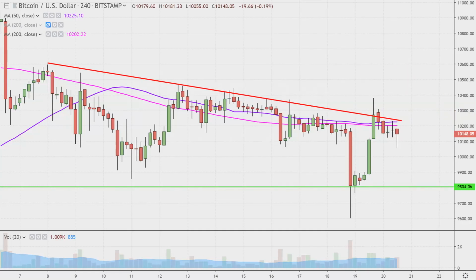Now, if you're answering that the price is still down below 10,300, the next immediate question you would want to ask yourself is, okay, well, where's the price relative to 9,800, which is that green line down there? And that's the level of support that I've talked about in the past.